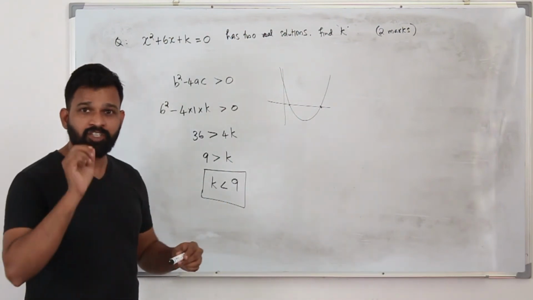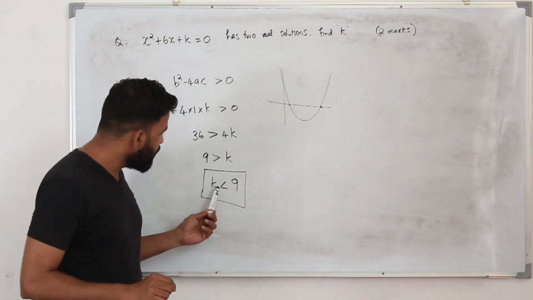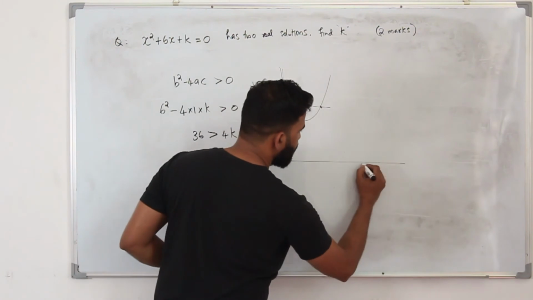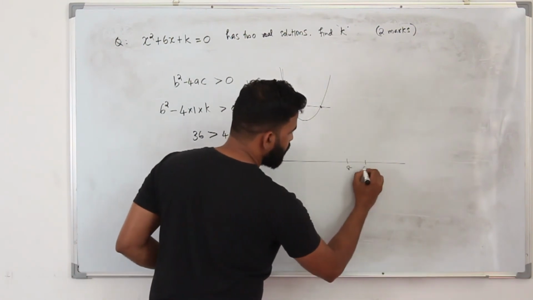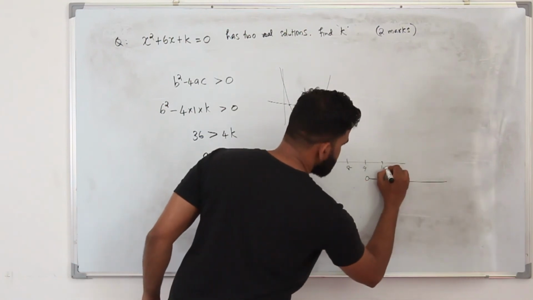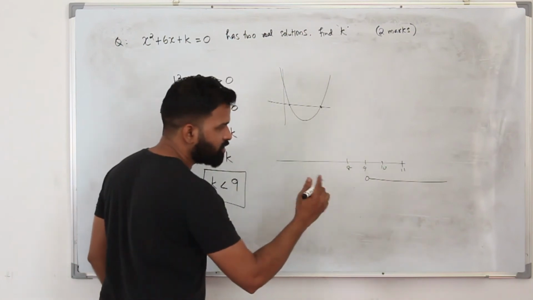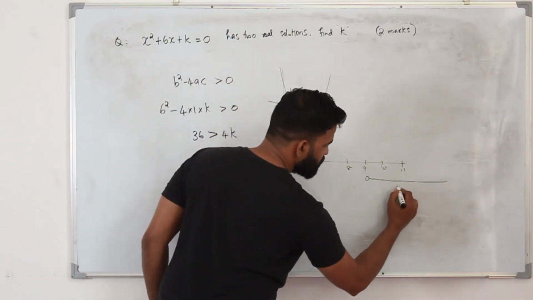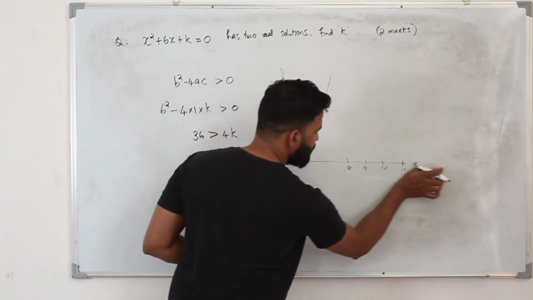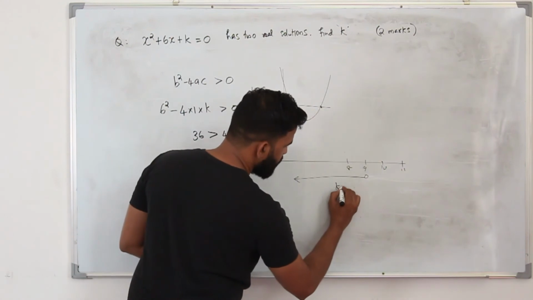That means k doesn't take a particular value. k can be anything lesser than 9. On your number line, let's say 8, 9 here, your k is here, 10, 11. We put a little circle here because 9 is not included. So this is k less than 9. k less than 9.